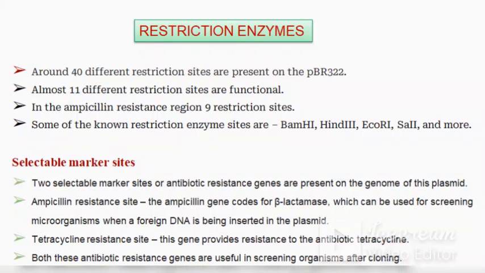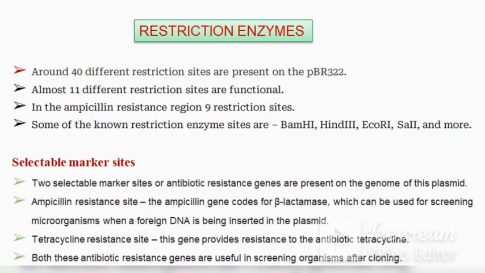The two selectable marker sites are antibiotic resistant genes present on the genome of this plasmid. Ampicillin resistant site: the ampicillin gene codes for beta-lactamase, which can be used for screening microorganisms when a foreign DNA is being inserted in the plasmid. Tetracycline resistant site: this gene degrades the antibiotic tetracycline and can be used for screening microorganisms. These antibiotic resistant genes are useful in screening organisms after cloning.